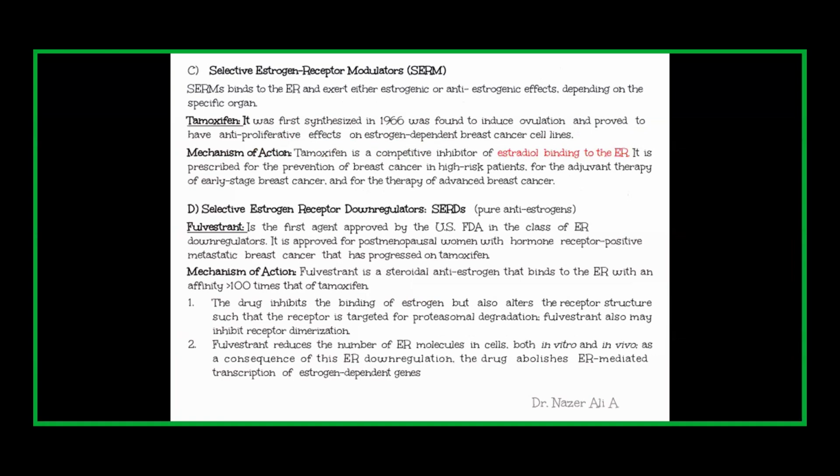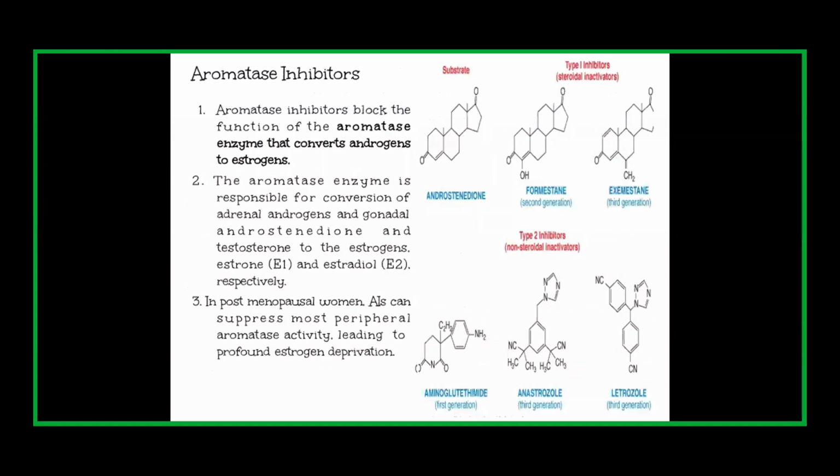Third is the selective estrogen receptor downregulators, for example fulvestrant. It is an anti-estrogen that binds to the ER with an affinity more than 100 times that of tamoxifen. Then we have aromatase inhibitors. Aromatase is an enzyme responsible for the conversion of androgens, androstenedione and testosterone, to estrogen, that is E1 and E2.